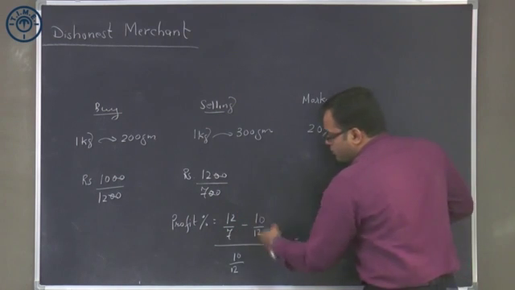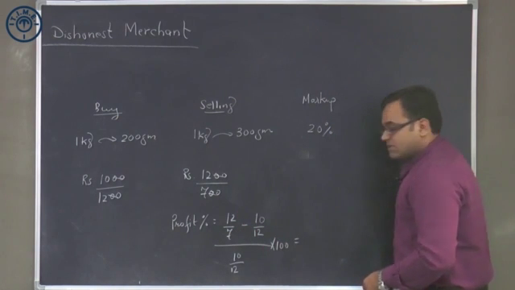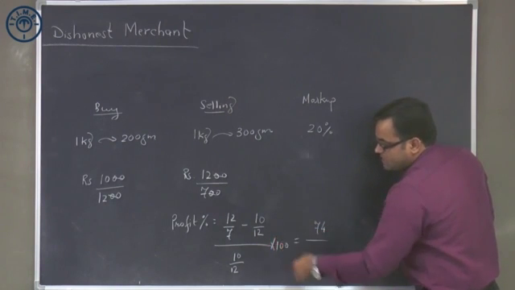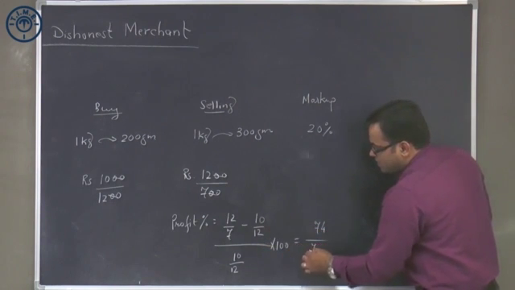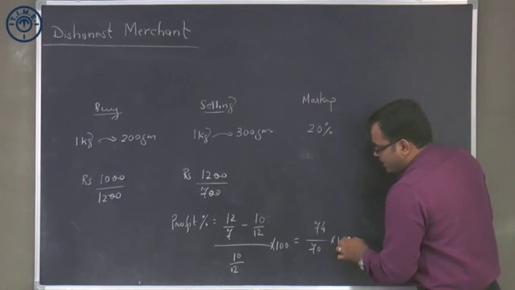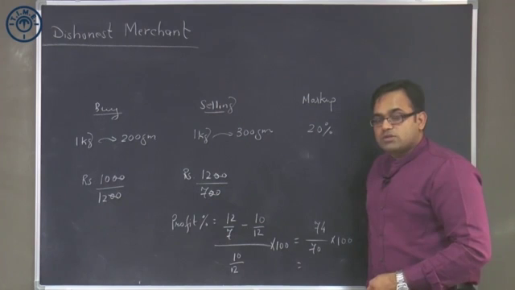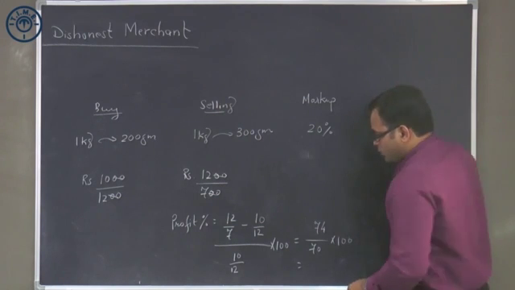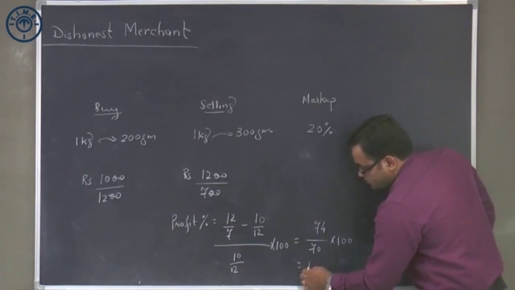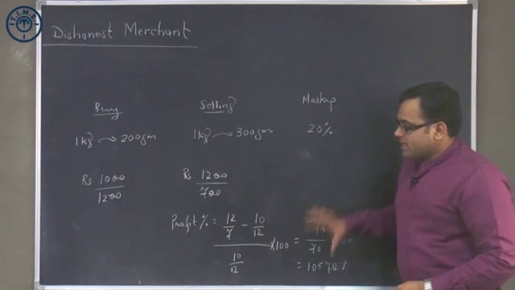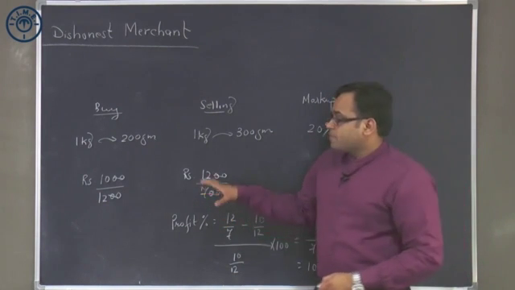This is equal to 144, 144 minus 70 is 74 upon 7 into 12. This 10 will cancel upon 70 multiplied by 100. So this is equal to 100 plus 4 upon 7. 4 upon 7 is 57.12. So this is equal to 105.72%. So once again, let us understand the concept here.